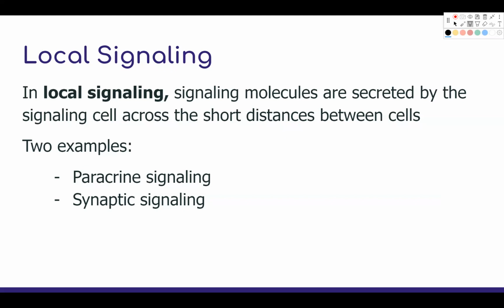These molecules are either meant to not go very far, they get taken up by all of the cells around it, or they're not strong enough to make it very far. So these are very, very local, very, very short distances that these signals can be sent. And there are two types of local signaling, just as there were two types of contact signaling. There are paracrine signals and synaptic signals. They're very similar, it's just where they happen. Those are our two types of local signals.